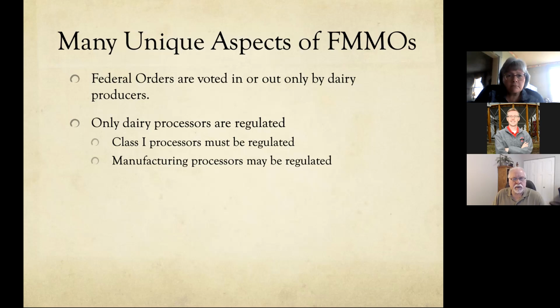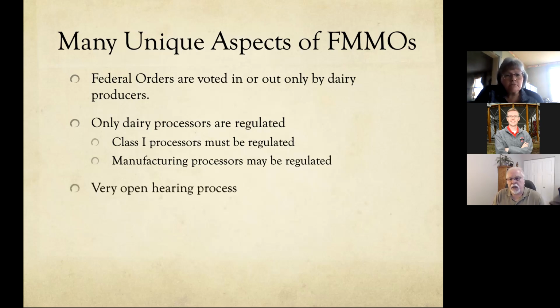Class 1 processors, the ones who are putting milk in a bottle and selling beverage milk, are the only ones who must be regulated if you have a federal order. All the rest of them, manufacturers like cheese makers or yogurt makers or others, may be regulated. They're the ones that get to choose whether they want to be regulated or not.